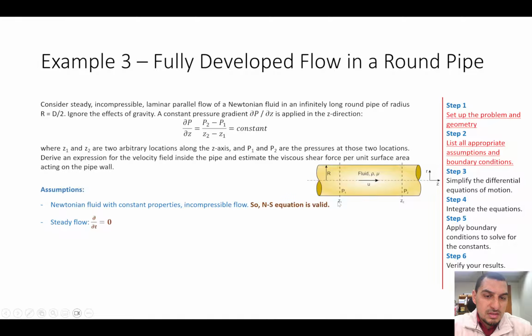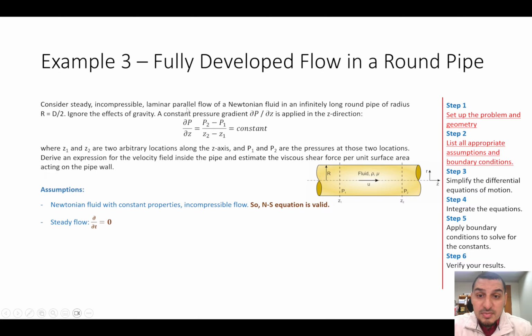It says it's an infinitely long round pipe, so this pipe is very long. Based on this, and also based on our knowledge of the pipe flow, this is a round pipe, so we know that the round pipe is symmetrical around the center line, and based on this we know that there is no change with theta. There is no change of anything with theta. The velocity profile is the same at any angle that we see. So based on this we can assume that it's two-dimensional flow in r and z, and again these are the same two coordinates that we see here.